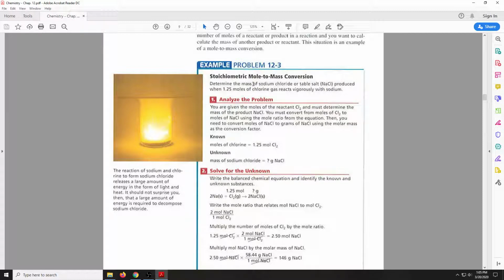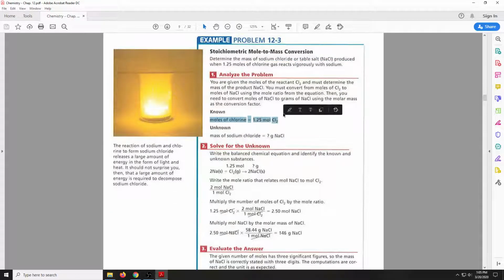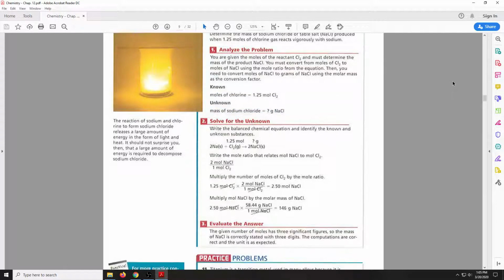Okay, we have 1.25 moles of chlorine gas. That's what we're starting with. And we want to know the mass of sodium chloride that we can make with that. We know this. We do not know the mass. So let's go ahead and set up the equation. We know sodium as a metal is written as Na. We know chlorine as a gas is Cl2. We know that sodium chloride is NaCl.